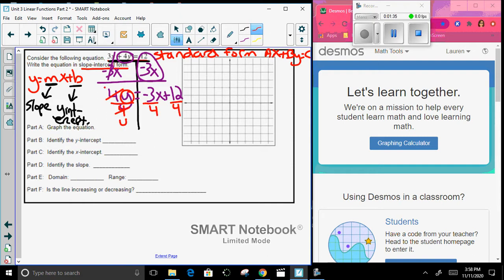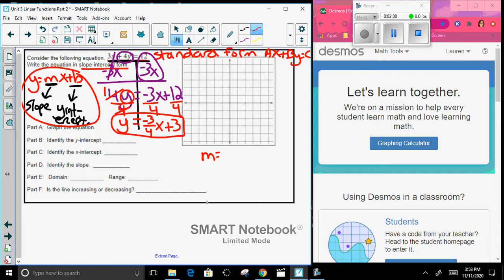So 4 divided by 4 is 1. 1 times y is y. Negative 3/4. I can't reduce that, so leave it. 12 divided by 4 is plus 3. So you've successfully changed it from standard form to slope-intercept form. Now I want to graph it. Remember, in order to graph, you have to know two things. The two things we just talked about over here, the slope and the y-intercept.